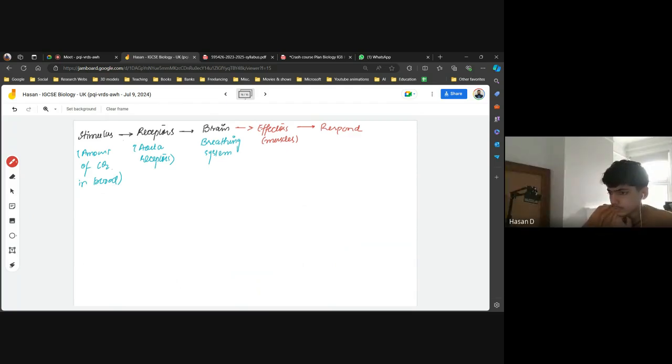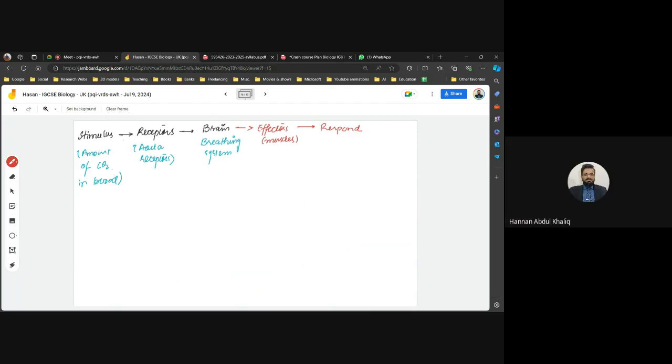You'll increase the contraction rate of breathing muscles. So when your muscles contract and relax, you will breathe faster. You'll breathe with a high rate.